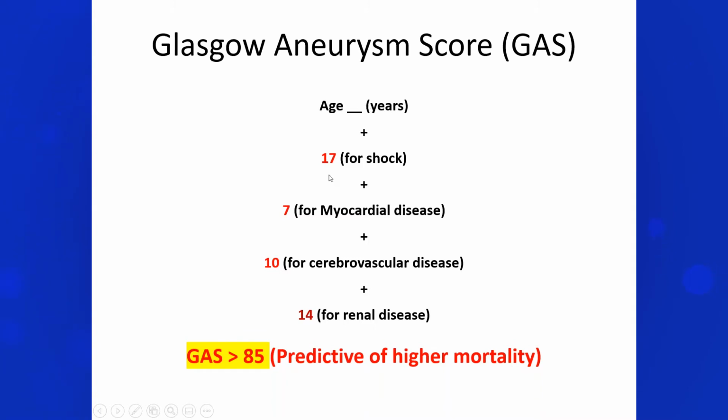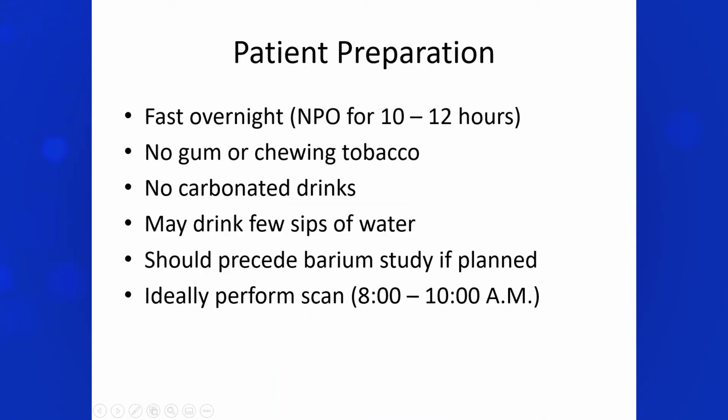You can see that if the patient presents with shock, then the score has already increased. A patient presenting in shock already has a very low predictive value for a better outcome. And of course pre-existing myocardial disease or cerebrovascular disease, and renal disease, add numbers on, and that is going to determine the patient's outcome.